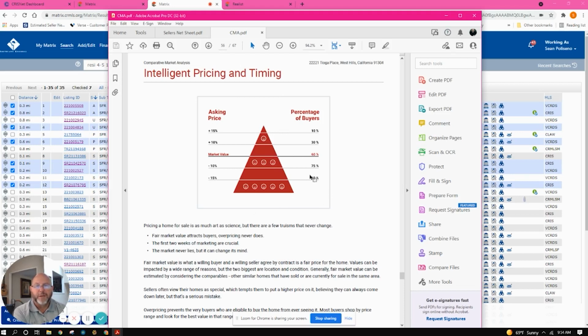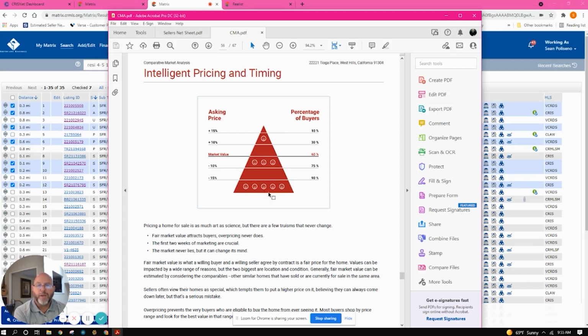But for right now, just keep in mind that properties that are priced below the market value get more showings. That's what this is saying. The ones that are priced above the market value get fewer showings. This triangle represents everybody that's out there looking for a property that's similar to this one in the price range, in the geographic location, in the square footage, the number of bedrooms, whether it has a pool or not, and single story or not. That's all figured into this graph, okay?